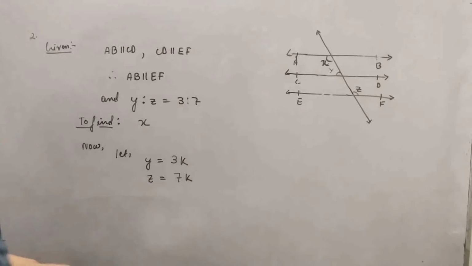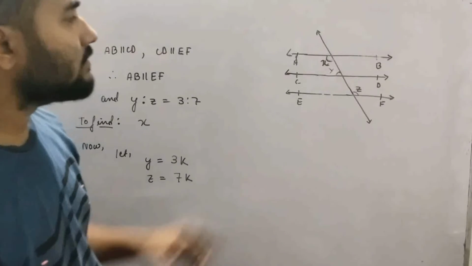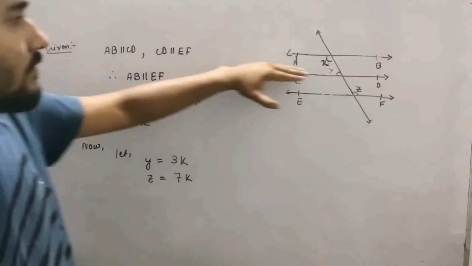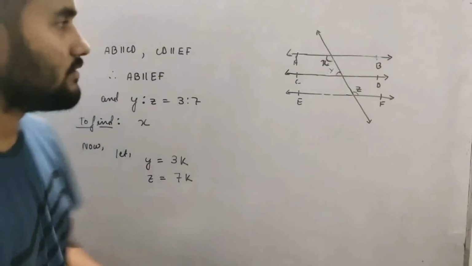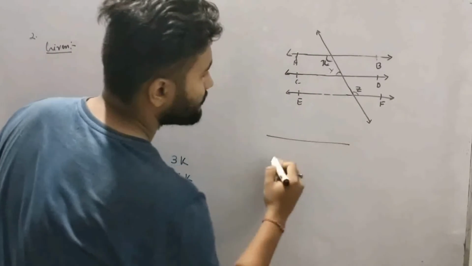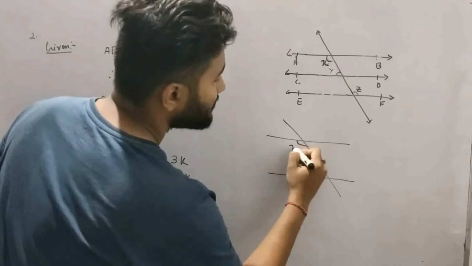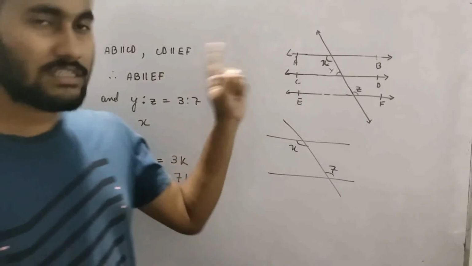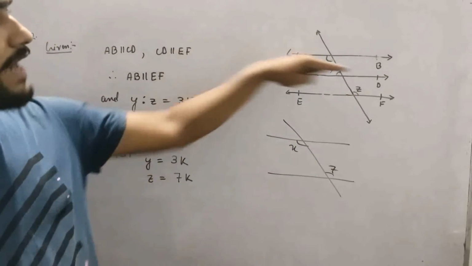So how to find them? Is there any relation between x and z? If I hide this line, then you see x is interior, z is also interior. If I hide this middle line, if I don't draw it, then you see this is x and this is z. This was what I was discussing before starting the exercise, that you just hide the middle line.